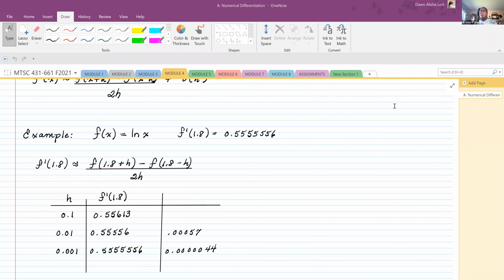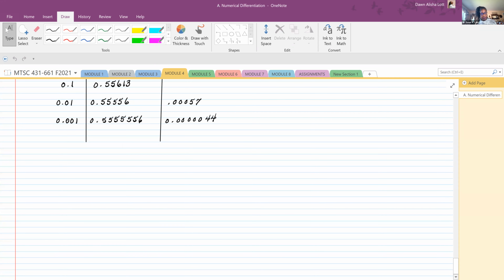So we were in the module on numerical differentiation and integration, and we had just completed the formula for the second order central difference approximation to the first derivative. I have an example that I want to do, because we're going to use this example when we get to Richardson extrapolation.